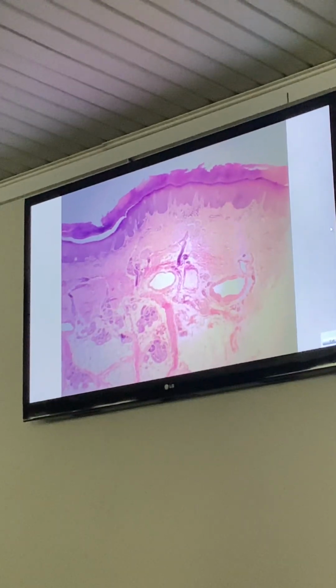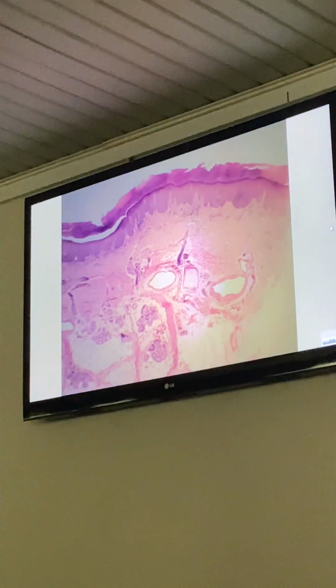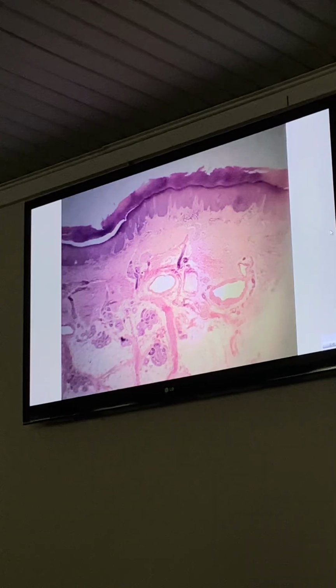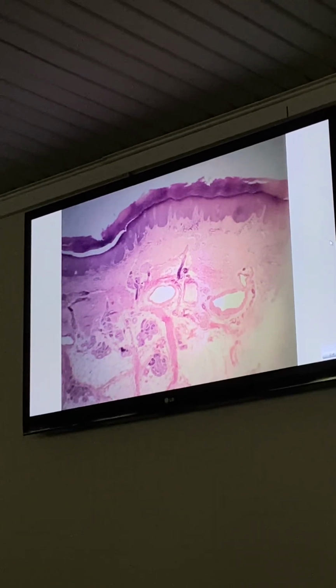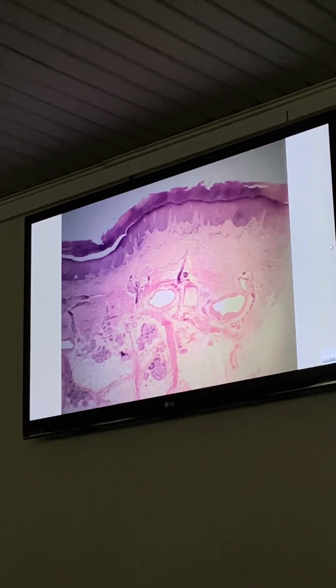About the skin. Let's start with the skin. This section is in thick skin taken from the sole or the palm.